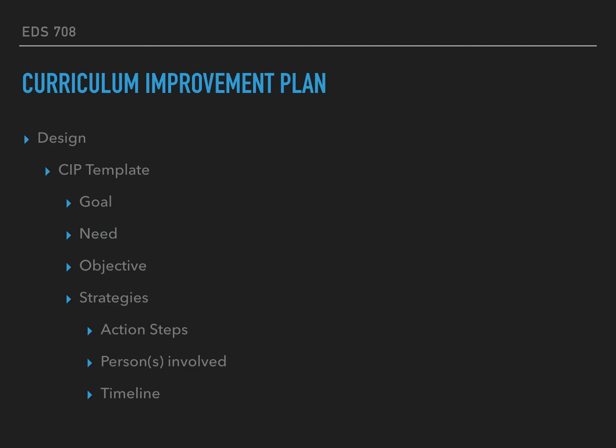Next, we have the design of the curriculum improvement plan. A curriculum improvement plan template was provided to me for use in this course in creating this curriculum improvement plan. It started with an overall goal, followed by need for the goal, specific objectives for the goal, and specific strategies for the goal. Now, under strategies, we had 3 sub-steps that made it up: action steps, person or persons involved, and timeline. The overall goal for my curriculum improvement plan was to increase reading achievement.